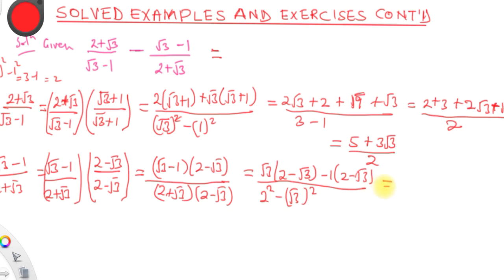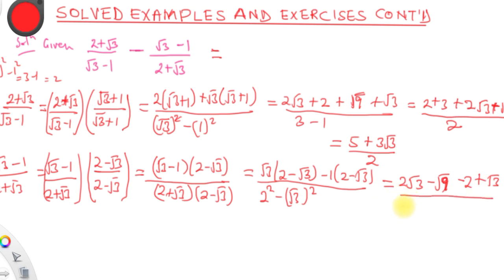So this is equal to, we have square root of 3 times 2. What do we get? We get 2 root 3, and then square root of 3 times negative square root of 3 gets negative square root of 9. And then negative 1 times positive 2 you get negative 2. And then negative 1 times negative square root of 3, you get positive square root of 3. These are basic things.